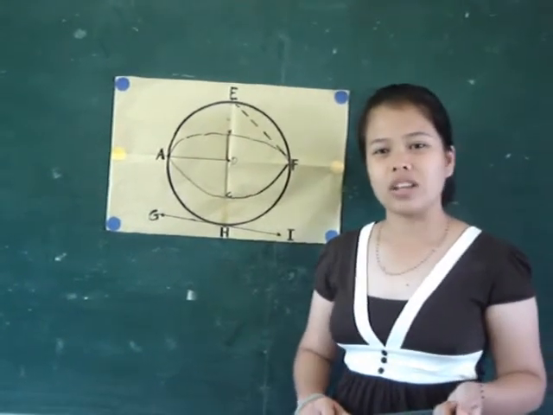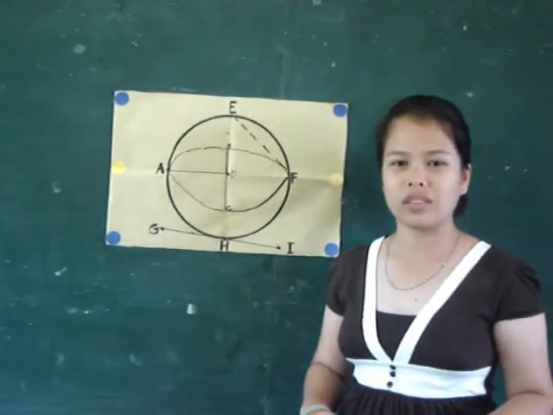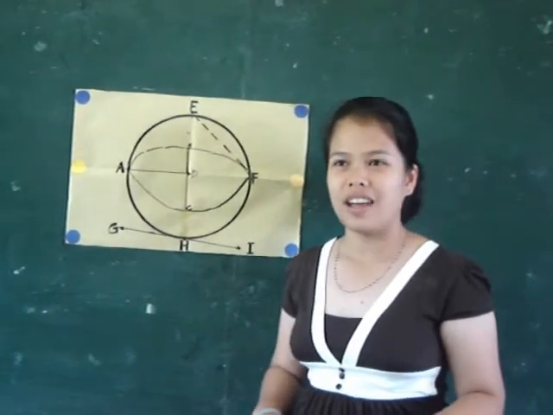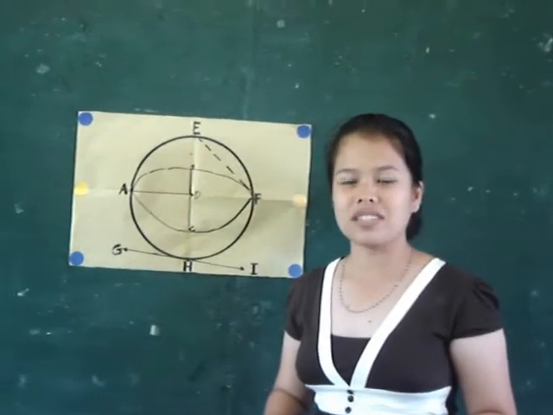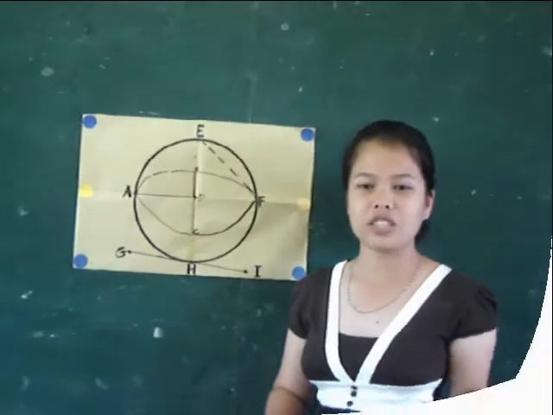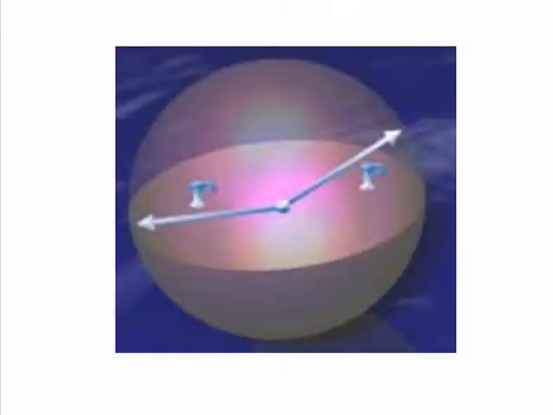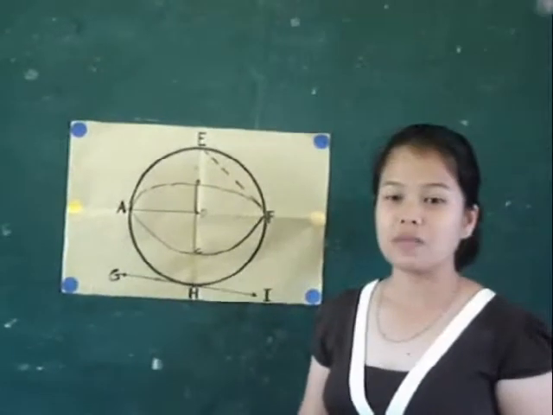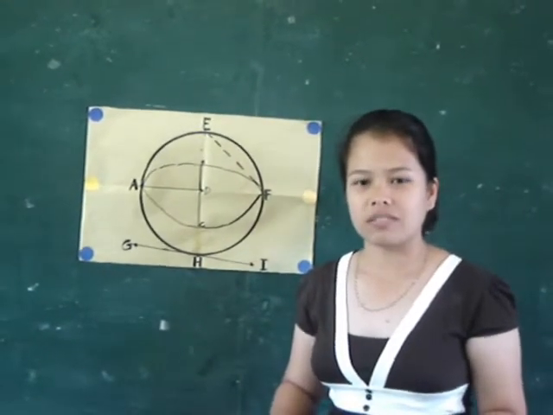Sphere. It is a solid all points of which are equidistant from a given point known as the center. A radius of a sphere is a segment whose endpoints are the center and a point on the sphere. The other parts of the sphere are the chord, diameter, and tangent.